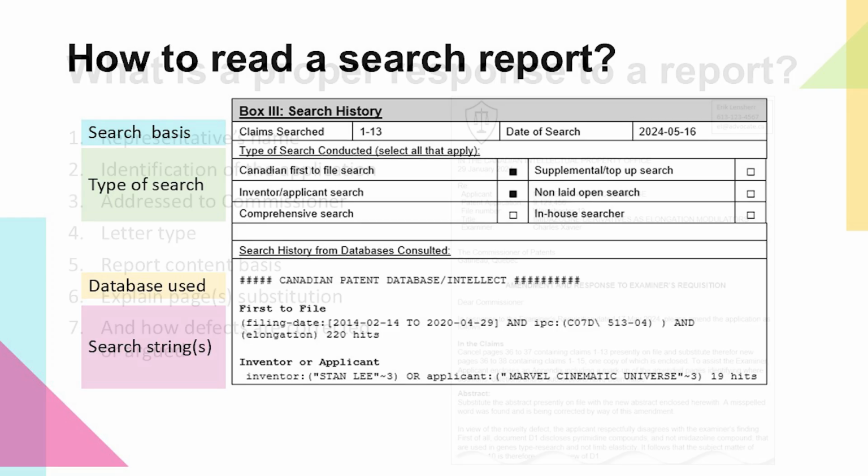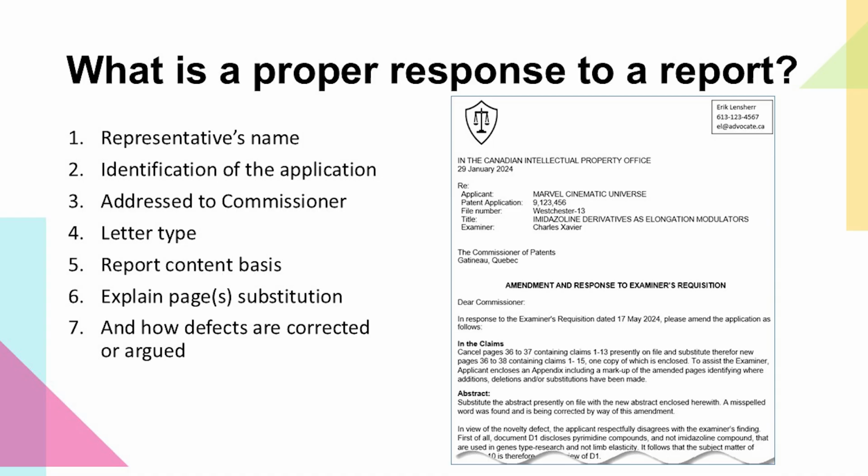So now that you have received an examiner's report, how do you respond? How can you make sure that your answer will be reviewed properly? You first have to identify the application's representative, then identify by number the patent application that you are providing a response for. Your letter also needs to be addressed to the patent commissioner and not the examiner, as the examiner is the patent commissioner's representative.